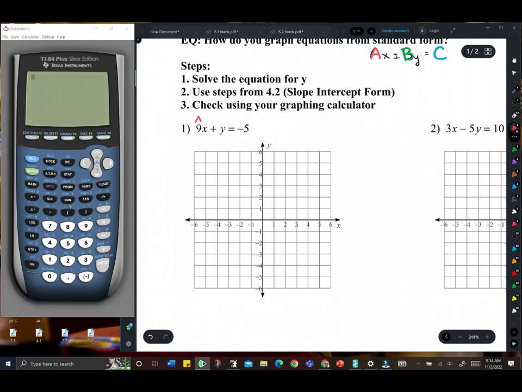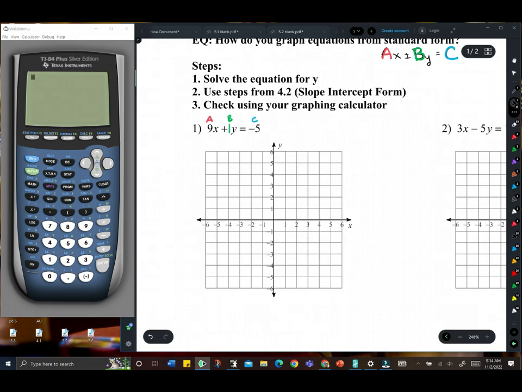So let's get into this one here. First off, in this equation, 9 is our a value. There's a little imaginary 1 in front of the y as our b value. And our c value is negative 5. To go about graphing this, I'll write it over to the right here. We are going to solve the equation for y. That is why we did this type of stuff last unit.